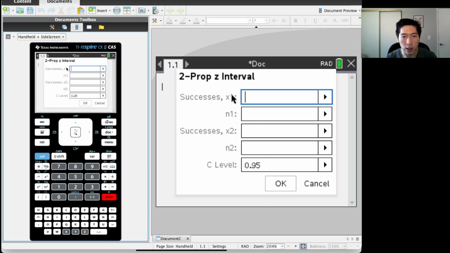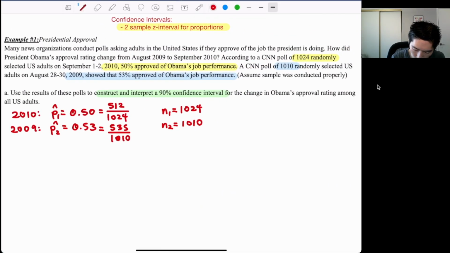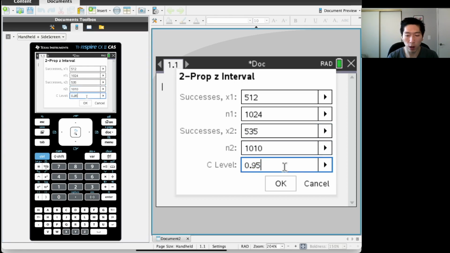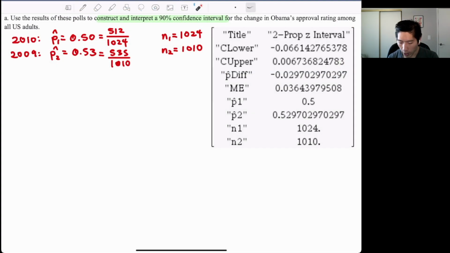The first part right here says successes x1 over n1. So if we go back to our original fraction, we had 512 out of 1024, and we also had 535 out of 1010. Those are the two values we're going to put in. 512 out of 1024, 535 out of 1010. We want to construct a 90% confidence interval, so we're going to change this to 0.9, and we're going to hit OK. Let's copy some of this information right over. So if you look, it actually has all of our answers right here. C lower, C upper. We even have our margin of error right there.